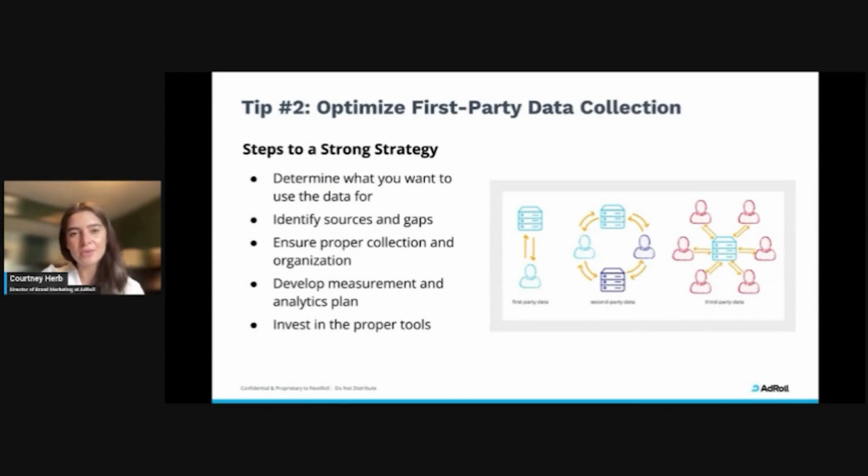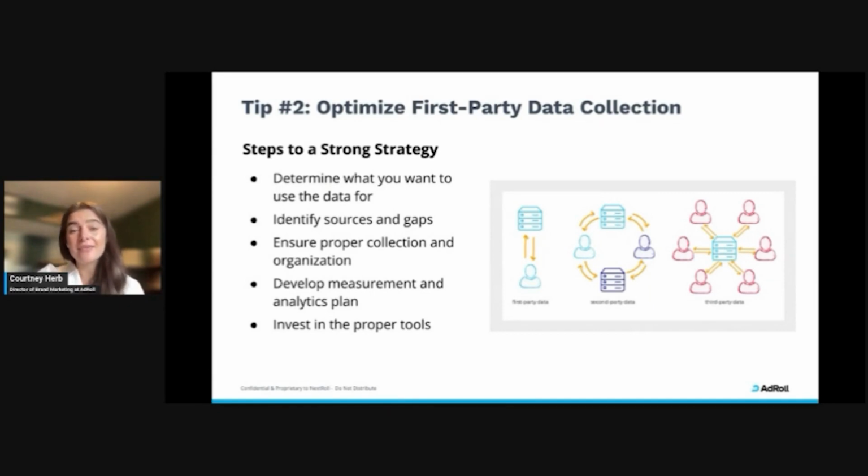You also want to identify sources and gaps. As I was saying before, think about your actions and the information that you're already collecting. If you have a ton, that's great. If you think, I'm not really collecting a ton right now, think about different ways that you can collect that information, or methods for collecting it that you can enhance. You're also going to want to make sure that when you get this information, you can collect it and properly organize it. There's really nothing more frustrating than having all of this information and not knowing how to deploy it in your advertising strategy.